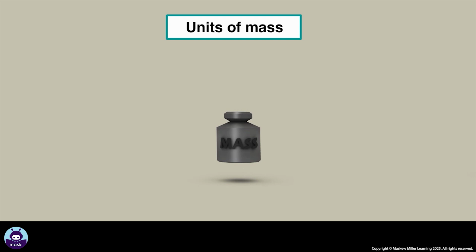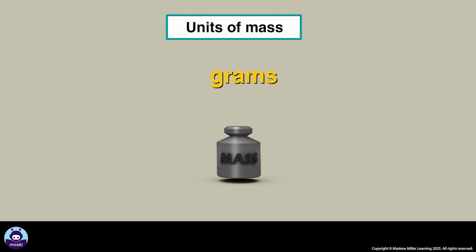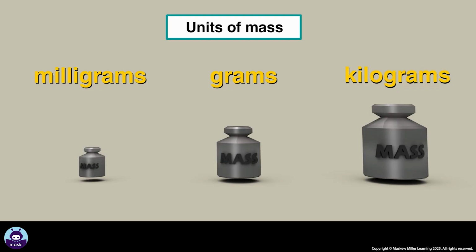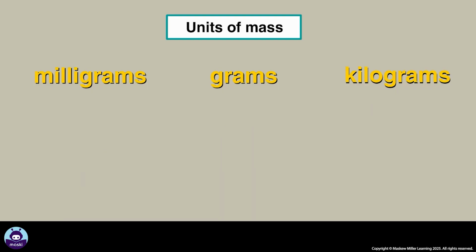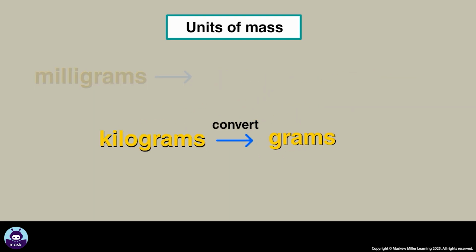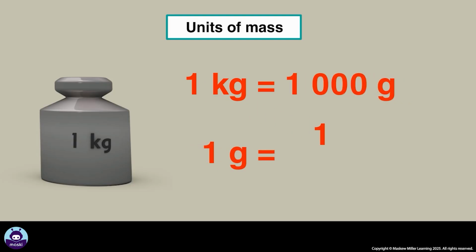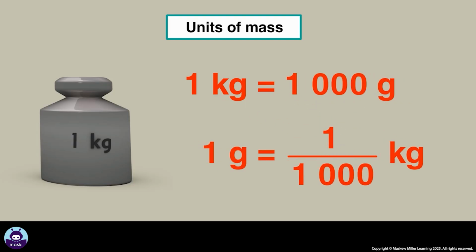Units for mass. Grams are smaller units for mass. The smallest are milligrams. Kilograms are the biggest units for mass. It is important to understand how big the units are in relation to each other. It helps us to easily convert from one unit to another. 1 kilogram is equal to 1,000 grams. This means that 1 gram is equal to 1,000th of a kilogram.